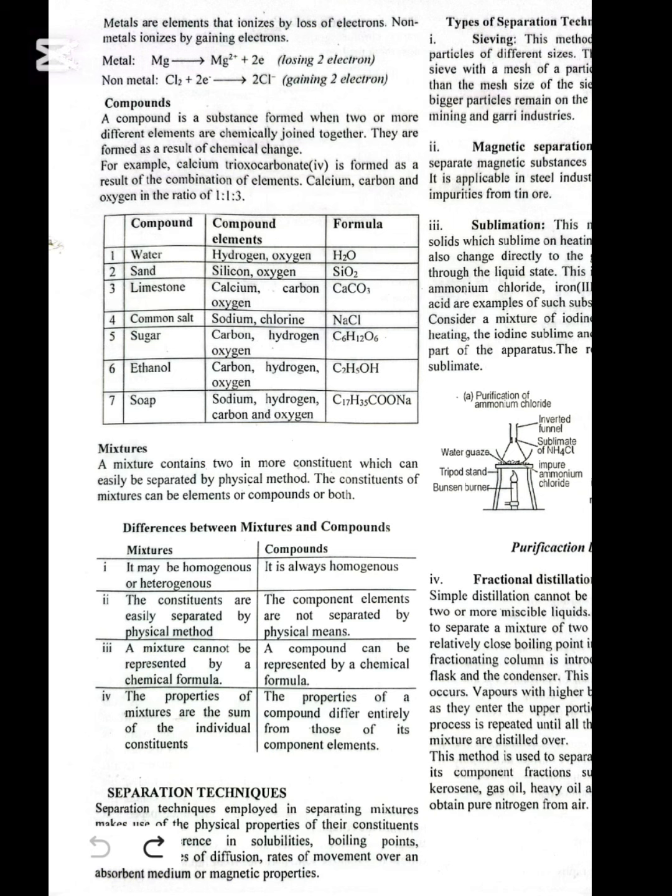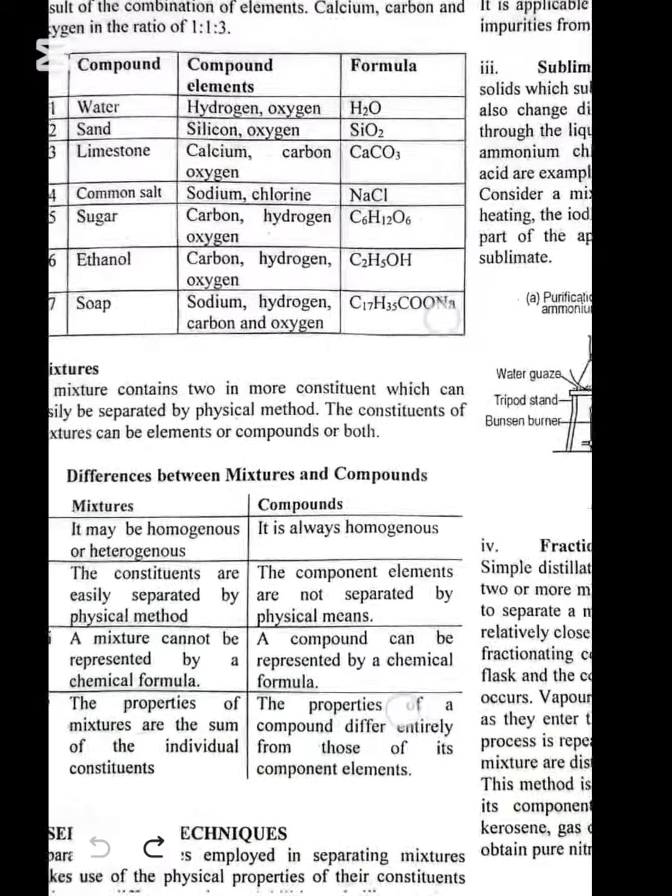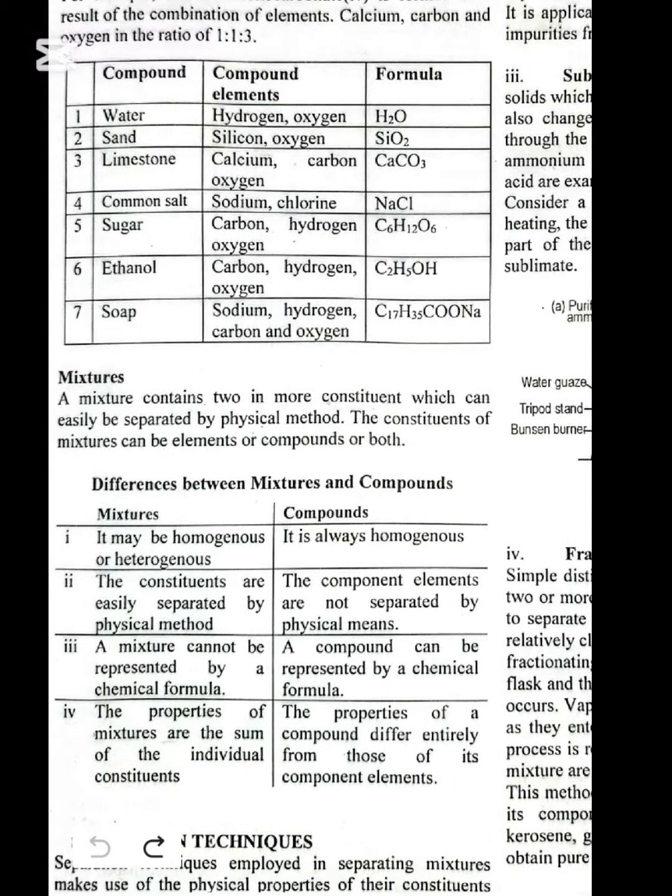That's very okay there. Now, differences between mixture and compound. In terms of mixture, it may be homogeneous or heterogeneous, that is, it can have a single phase or more than a single phase. But compound, it is always homogeneous. You can see it there. Under mixture, the constituents are easily separated by physical means. In compound, the component elements are not separated by physical means. Cannot be easily separated. You can see that.